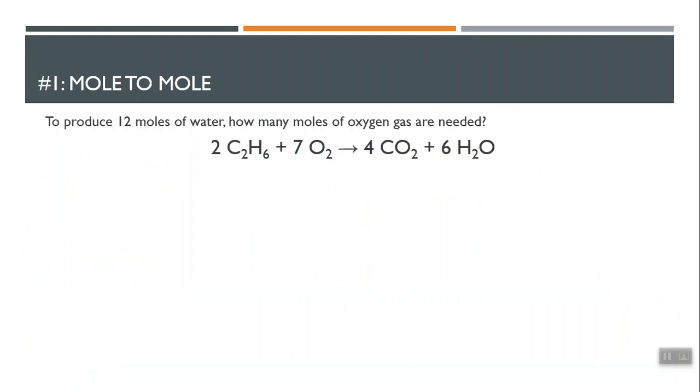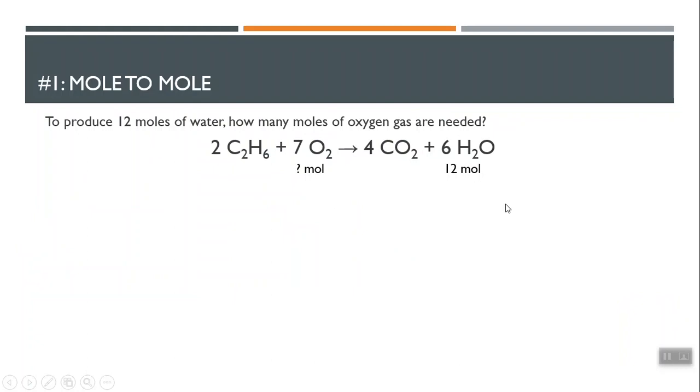So let's take a look at the first example. To produce 12 moles of water, how many moles of oxygen gas are needed? The first thing that you should do, or that I suggest, is you write down what is given and what they want. So we're going to do that using our balanced reaction that's given right here. Okay, so they give us 12 moles of water, and I'm going to write that under this water right here. And they want moles of oxygen, so I'm going to write that over here.